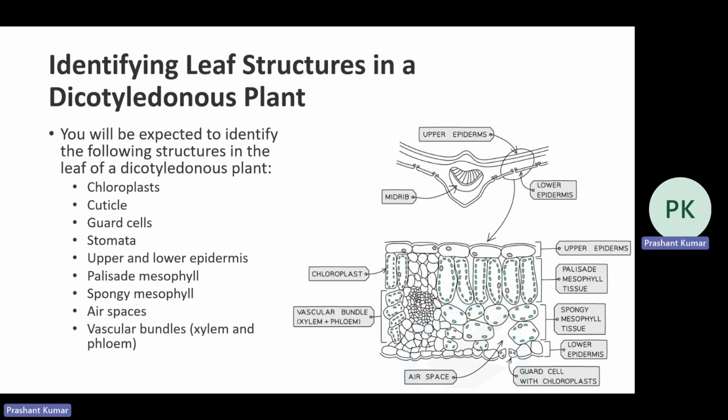Okay, so they may ask a question in the alternative practical to identify the leaf structure, or in Paper 3 in the core paper and Paper 4 in the extended paper. They can ask you to label the parts. They can ask to label chloroplast, cuticle layer, guard cells, stomata, upper and lower epidermis, palisade mesophyll, spongy mesophyll, air gaps, xylem and the phloem. So you can prepare yourself based on these diagrams.